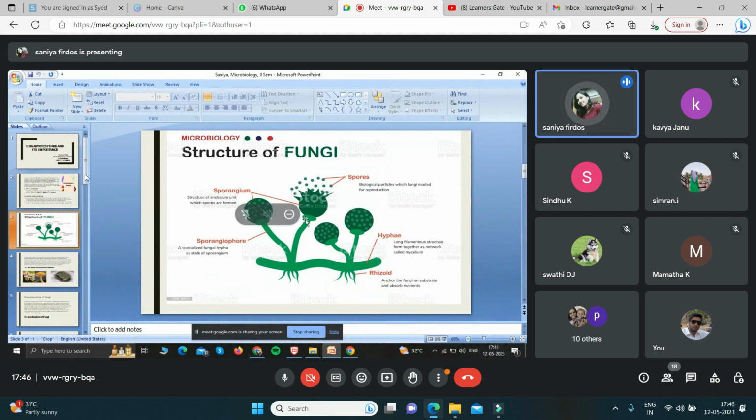Yes, so this structure of fungi has spores, hyphae, rhizoids, sporangiophore, as well as sporangium. These spores are used for the reproduction of fungi. The hyphae are long filamentous structures formed together as a network called mycelium. Rhizoids are similar to roots in plants, and the sporangiophores are specialized fungal hyphae. They have a stalk or sporangium.